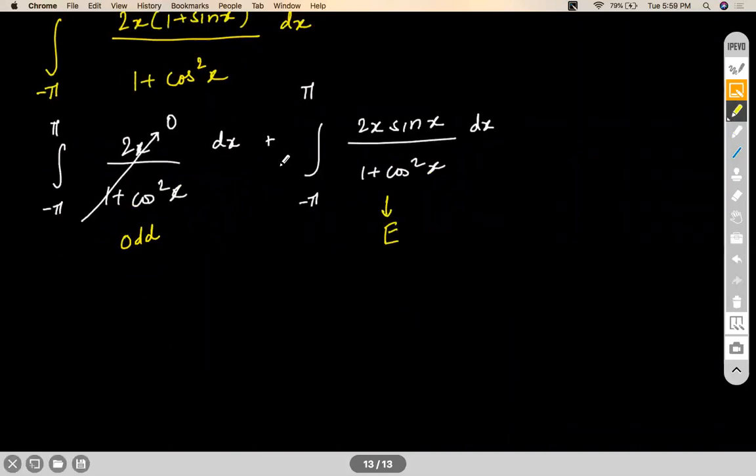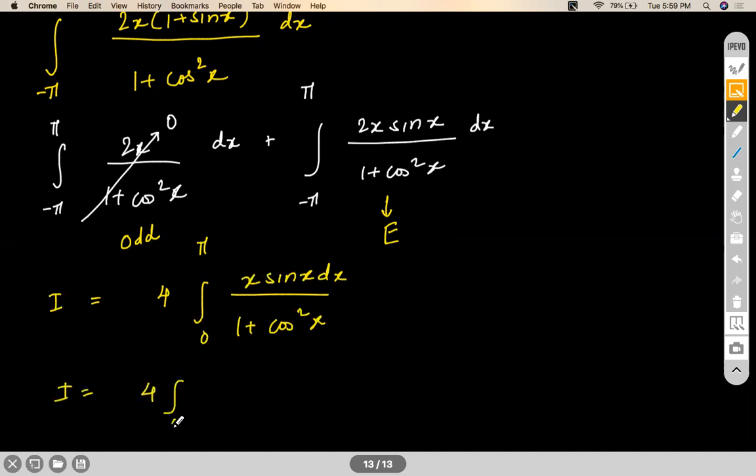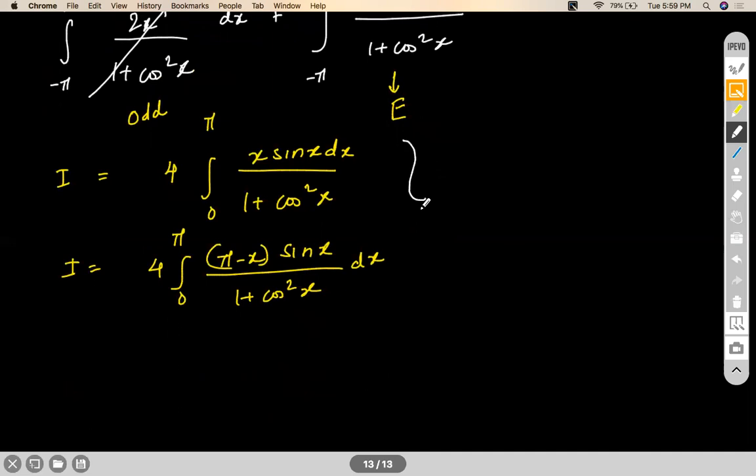So you can break it up as 2 times, but there's a 2 here also, so 4 times 0 to pi x sine x dx by 1 plus cos square x. Now the presence of an x makes us all uncomfortable over here. So what we can do is use King's property. We write it as pi minus x, and nothing else will change, so you can just copy it as it is. So 2I, just add them all. 2I will become 4 times integral from 0 to pi, pi will also come out, sine x by 1 plus cos square x.